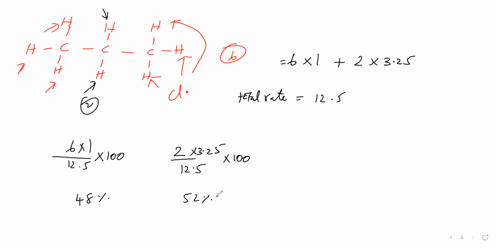So to say percentage yield, we have to consider the rate of halogenation as well as probability. Probability means the number of primary hydrogens and the number of secondary hydrogens; that also we have to consider.